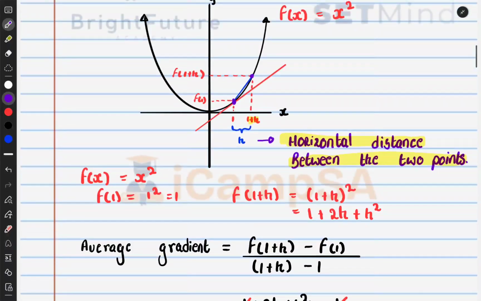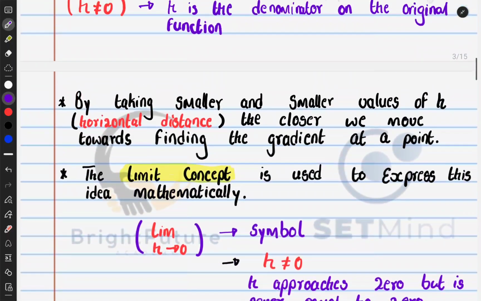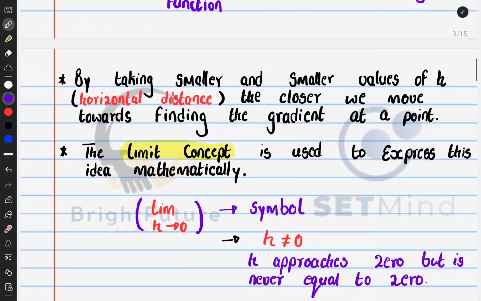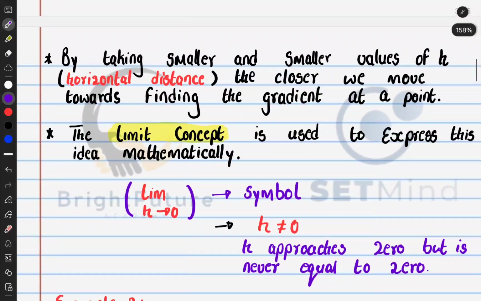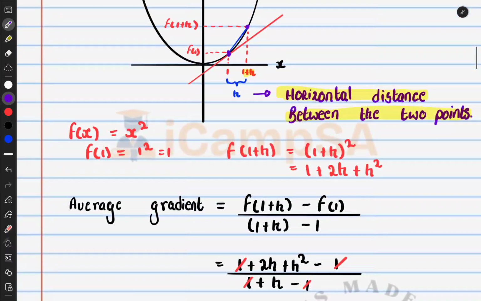And then remember that h is the horizontal distance between the 2 points, the points that we are using to calculate the average gradient between the 2 points on the curve. Okay, and then from there, another concept is now introduced. If we were to take smaller and smaller values of h, that means we will move closer and closer towards finding the gradient at that point.